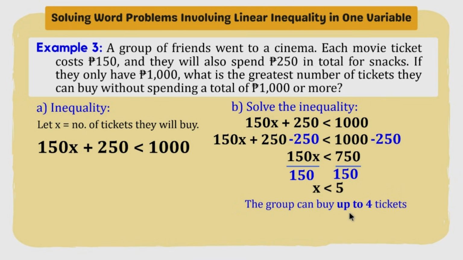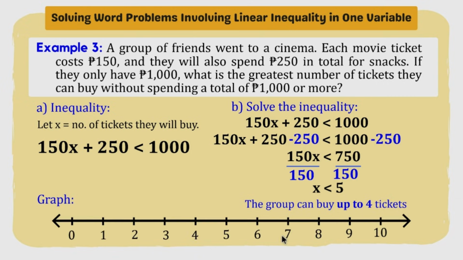The group can buy up to 4 tickets. Bakit 4 tickets lang po, no? Since x should be less than 5, pwede ba ang 4.5? Pwede ba ang 4.6? 4.7? Pwede ba ang decimal? Hindi po. Since we are talking about tickets, wala naman pong kalahating ticket lang. So, ano ba ang whole number na mas mababa kay 5? It's 4. Okay, so they can only buy 4 tickets and below.